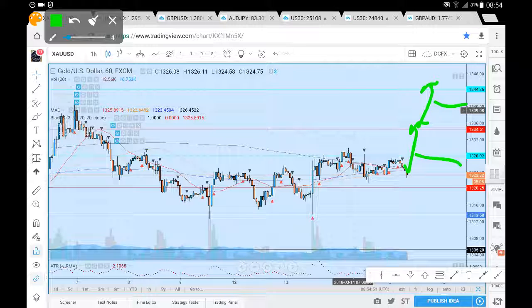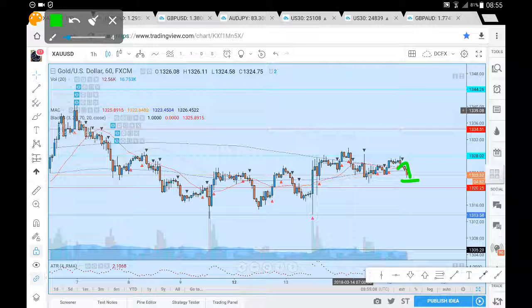But we do have quite a bit of resistance above us in the form of 1328 and 1334.51. 1330 is a minor level for me, so I've marked it down on the chart. 1328 is more significant, and 1334.51 definitely is more significant.